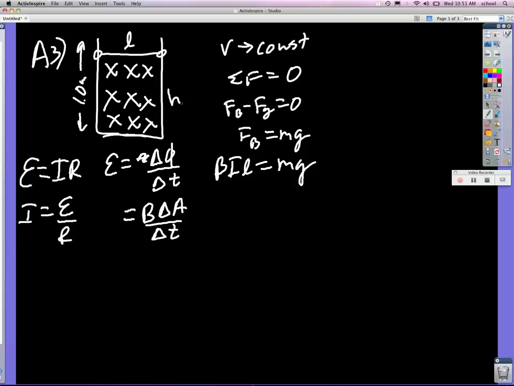What do you call delta H over delta T? Do the unit analysis. H is in meters, T is in seconds. What do you call that? Velocity. So this becomes BLV.